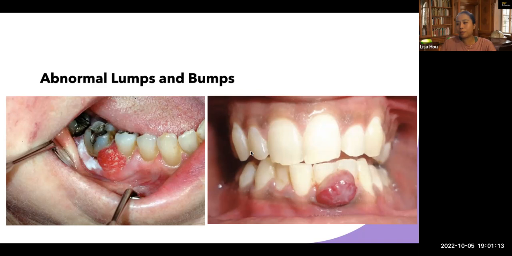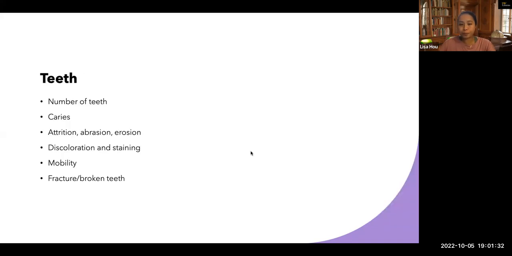Usually it arises in response to various stimuli such as low-grade local irritation, traumatic injury, hormonal factors, or some kind of drug. So that is on the right-hand side. So of course, when you see any weird lumps and bumps, again, ask the patients about it, because chances are it may have been there for a while now.